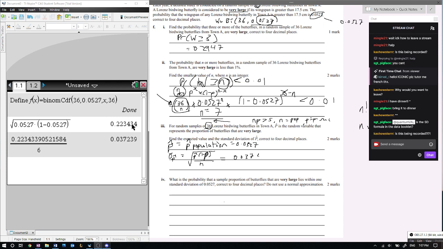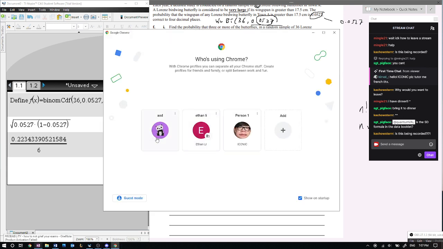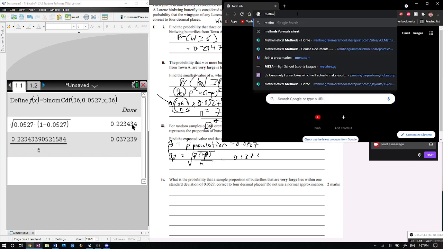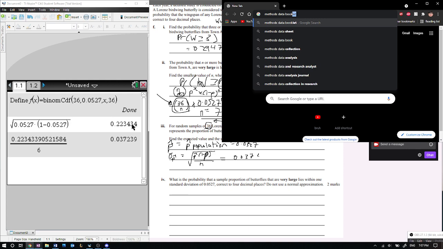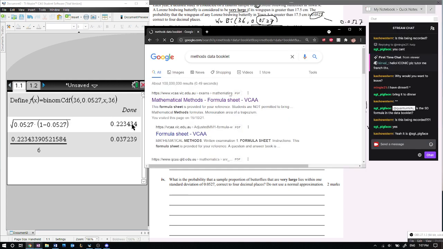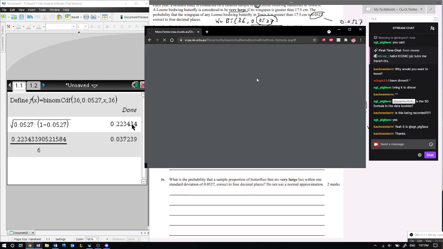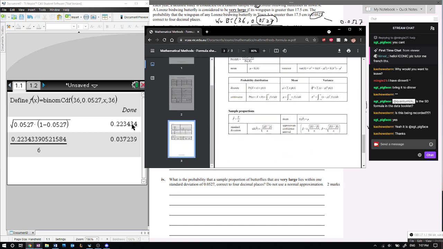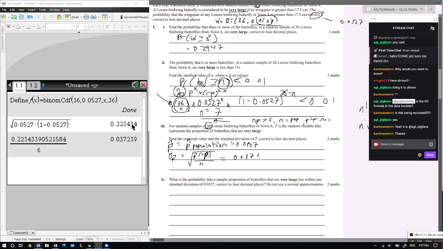Actually, I'm not sure what the standard deviation formula is. Let me just search it up real quick. Yes, this is being recorded, so I'll upload the VOD to my YouTube so you guys can watch it. Let me just look if it's on the formula sheet. And yes, it is. Here we go. Standard deviation of p hat is the square root of p(1 minus p) over n. So it is in the data book. So don't worry about memorizing it. Just know that you can look for it in the data book.